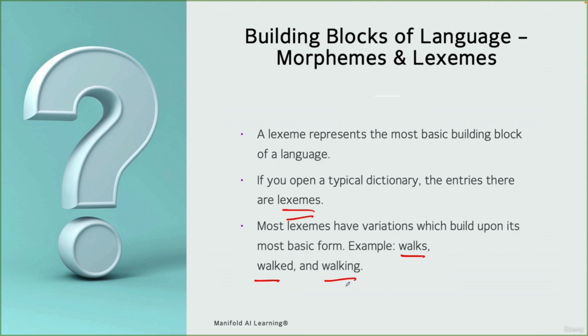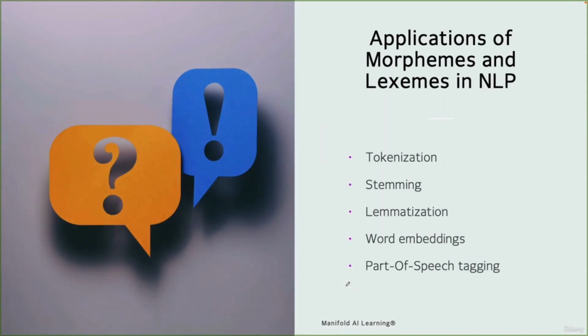Now, whenever we are building NLP based applications, these morphemes and lexemes are used in techniques like tokenization, stemming, lemmatization, word embeddings, as well as part of speech tagging. You don't need to have a deeper understanding of what exactly morphemes and lexemes are. You just have to know that they are used in applications like tokenization, stemming, lemmatization, and the others that I show here on the screen. That is what you need to remember from the NLP perspective.